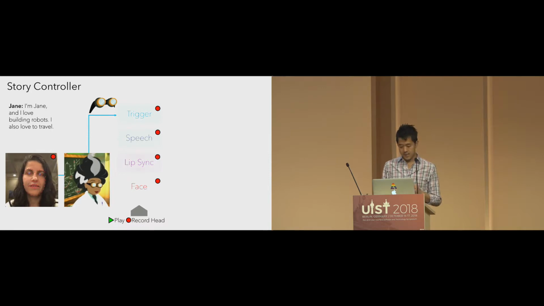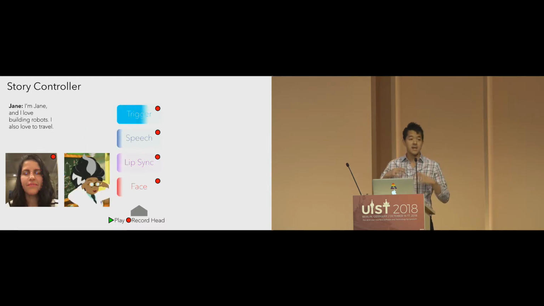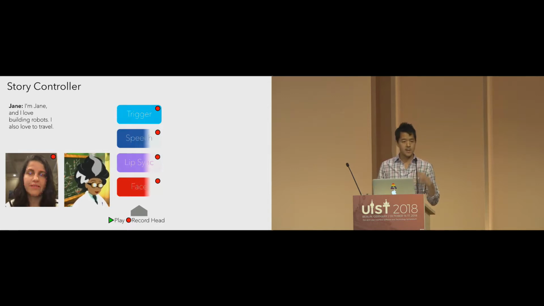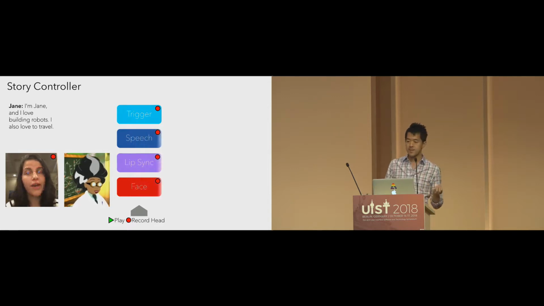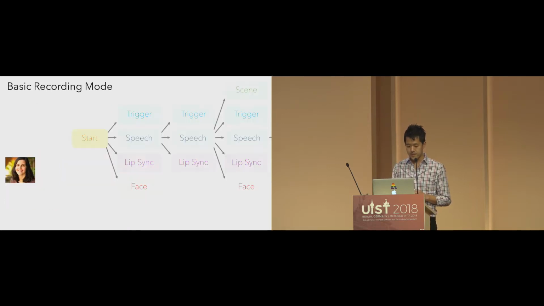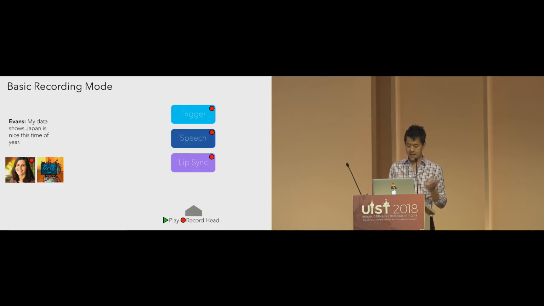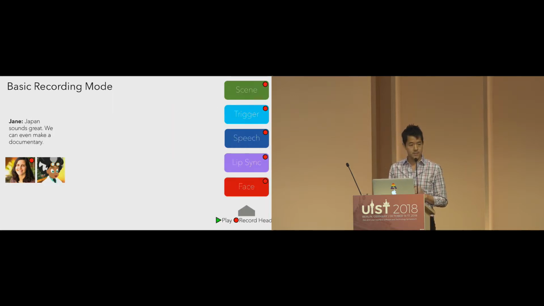So for the next few slides, I'll use this visualization to indicate the story model nodes being filled up by a recorded performance. So let me explain some of the basic recording modes that the story controller supports. So the default mode, when the user just says start recording, is to walk through each line of the dialogue one at a time. And so what the controller will do is arm the corresponding nodes in sequence so that the actor can record first Jane, and then Evan's line, and then Jane's second line.